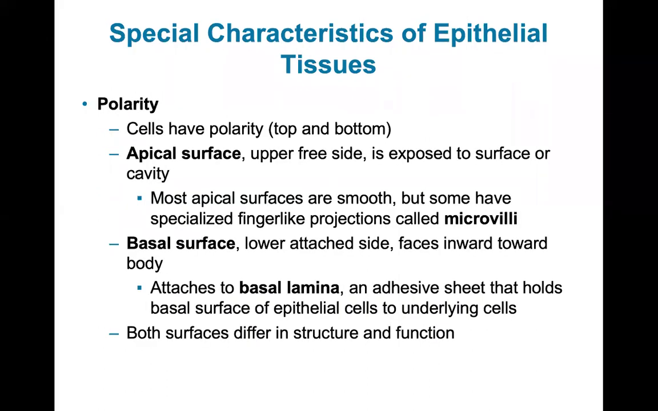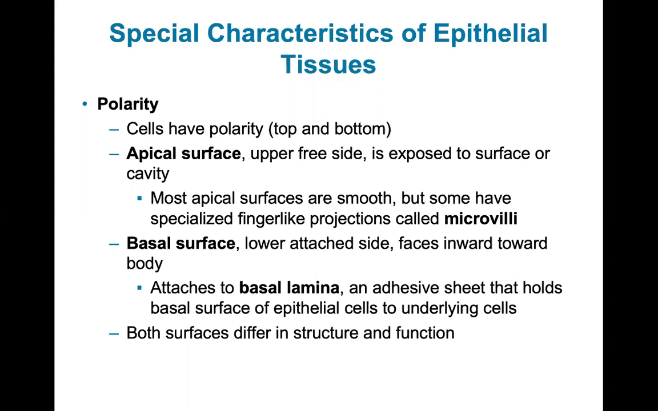So as I was mentioning with the polarity, cells have polarity. Essentially, if you want to think about it, a top and a bottom, but we don't use those terms to describe that. The apical surface would be the free side. It's the exposed surface of the cavity. Most apical surfaces are smooth. But in human tissue, we do find some that have finger-like projections, which we call microvilli. The microvilli are just invaginations of the plasma membrane surface of the cell.